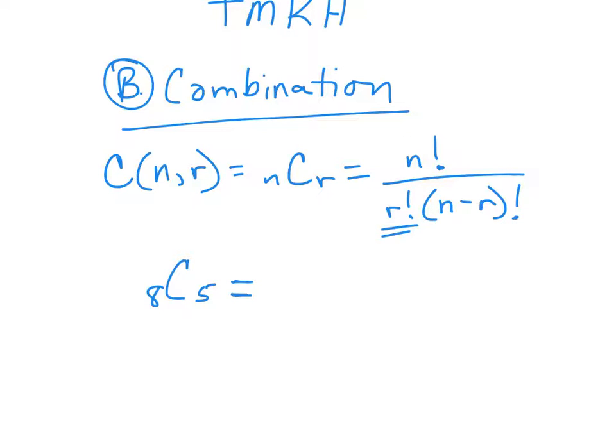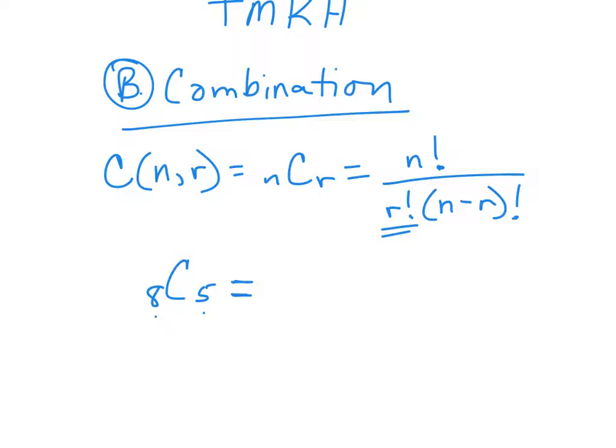So the bigger number always goes first? That's right, because you're taking this many out of this. So the bigger number has to go first. You can't take something bigger out of something smaller.